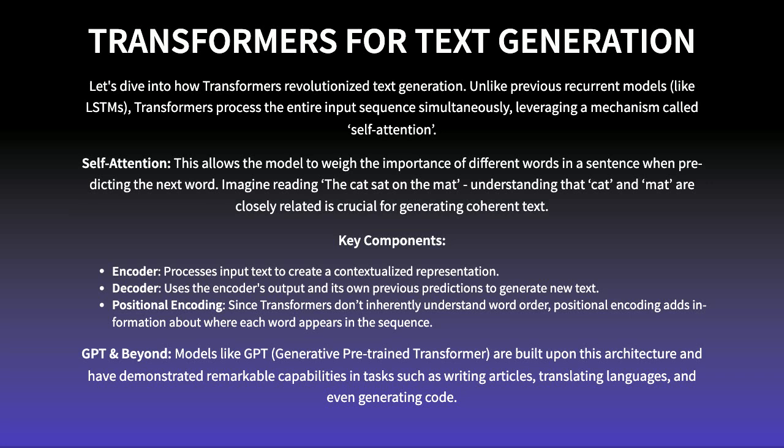You don't just read the first sentence and then the second. You're constantly connecting ideas together. Transformers have an encoder, which figures out the context of your input, and a decoder that uses that context to generate new text. A really important thing is positional encoding, because these models don't inherently understand order. We add information about where each word is located in the sequence. Models like GPT are built using this architecture, and they're incredibly powerful from writing articles to translating languages.